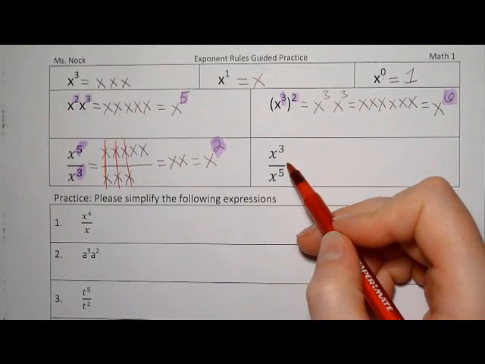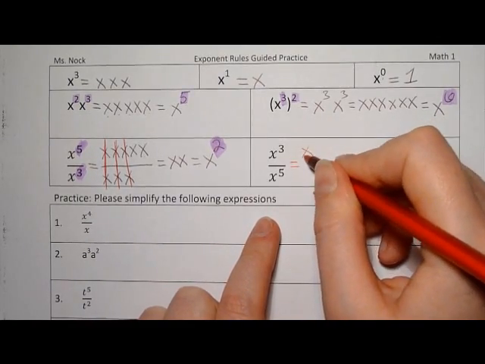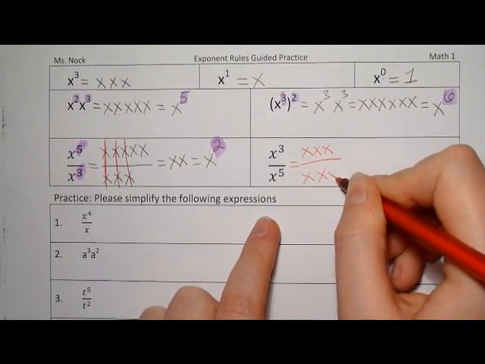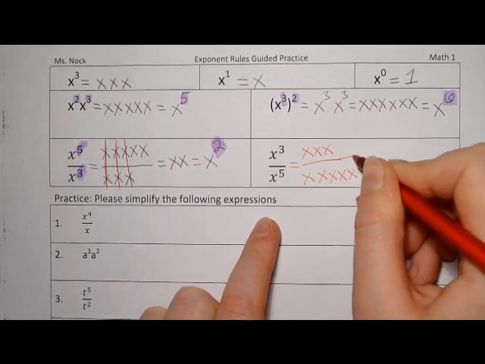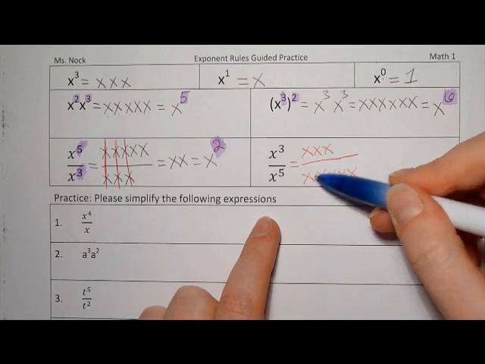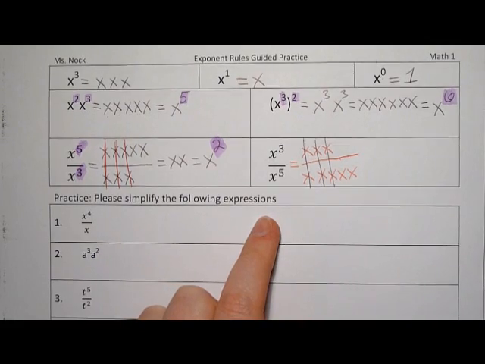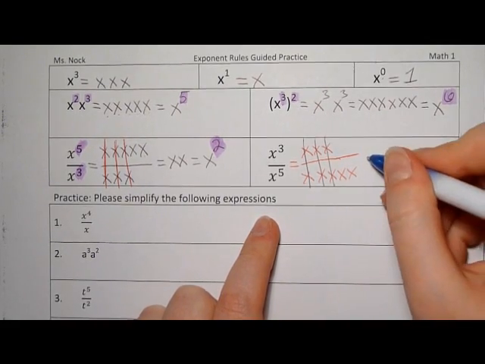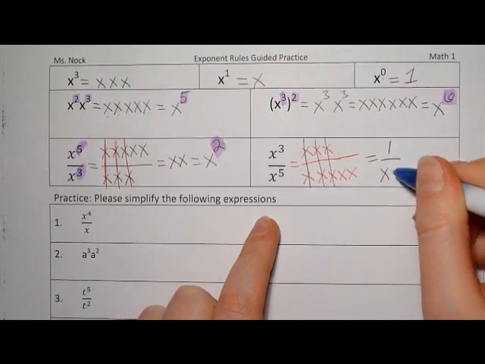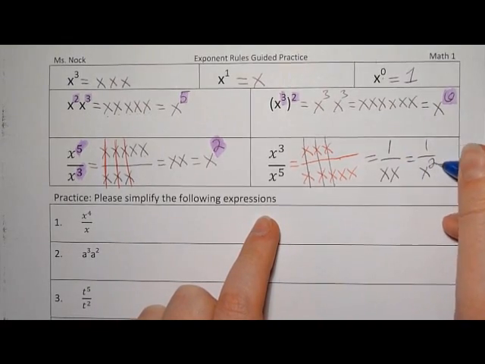Now I've got x to the 3rd divided by x to the 5th. My numerator is going to be x multiplied 3 times. My denominator is going to be x multiplied 5 times. I see that I have common factors in the numerator and the denominator, so I can cancel those to 1. This leaves me with x times x in the denominator. Remember, we canceled to 1, so my numerator is simply 1. My denominator is x times x, and x times x is simply x squared.